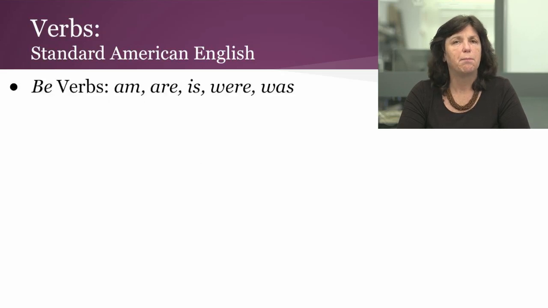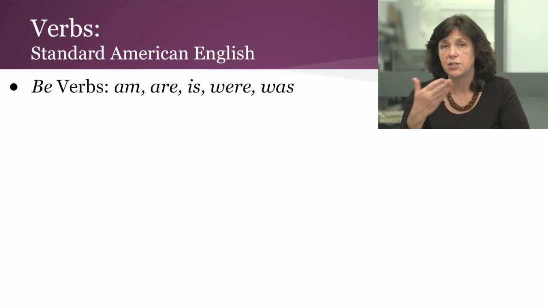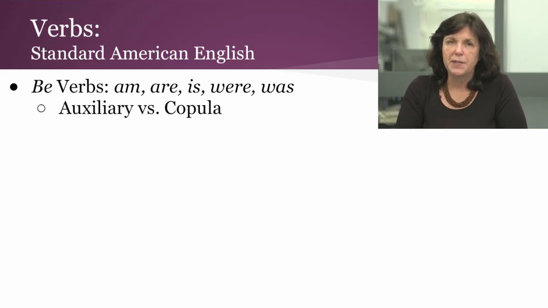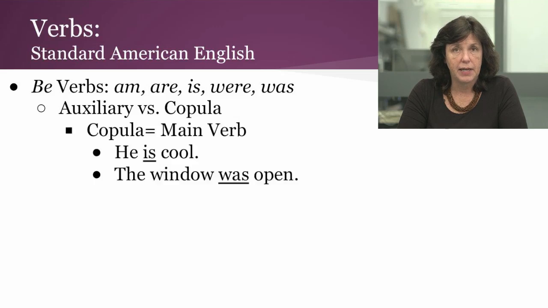I want to talk about be verbs for a moment. Be verbs can take many forms such as I am, they are, he is, you were, he was, and so on. The be verb can serve as an auxiliary verb, or it can serve as a main verb. When it serves as a main verb, we call it a copula. Here are examples of the copular be. He is cool, and the window was open. In each of these cases, be is acting as the main verb.